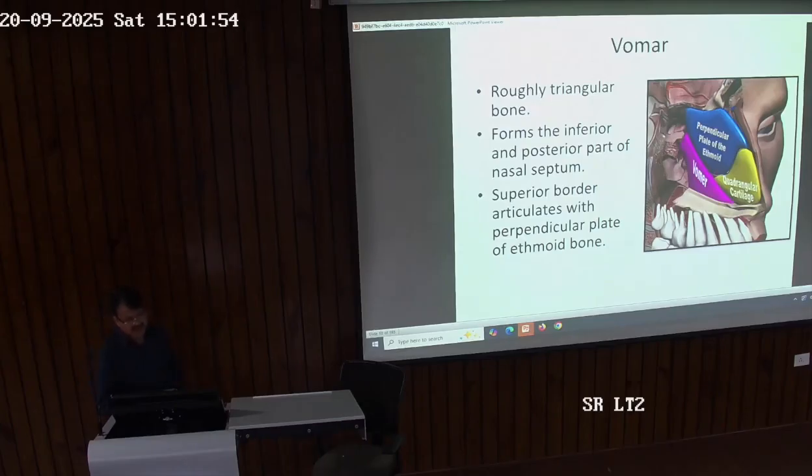Vomer is a roughly triangular bone, forms the inferior and posterior part of the nasal septum. See, this is the inferior part and posterior part. Its superior border articulates with the perpendicular plate of the ethmoidal bone. This superior part is attached with the perpendicular plate of the ethmoidal bone.